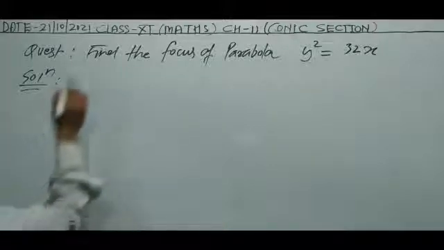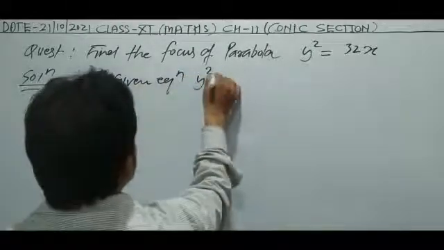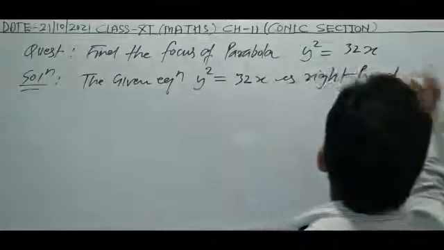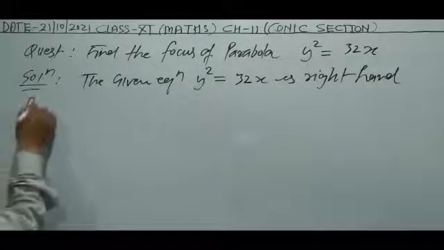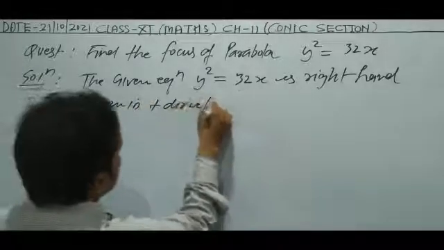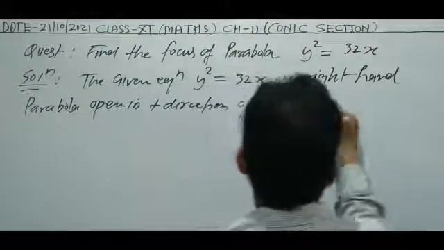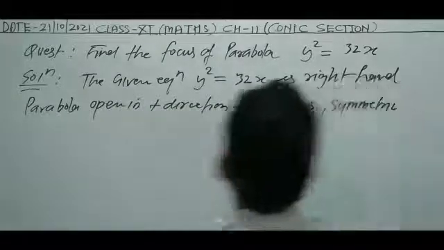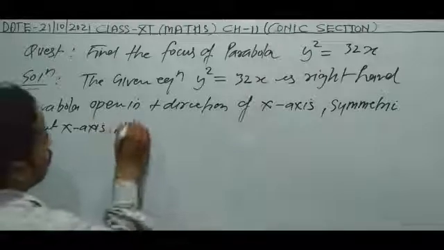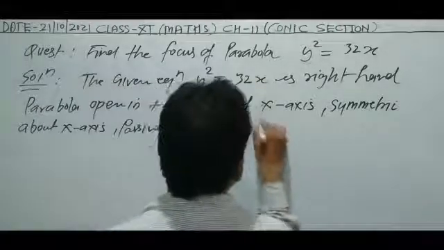y square is equal to 4ax. The given equation is a right hand parabola, opening in the positive direction of the x-axis, symmetric about the x-axis, passing through the origin.